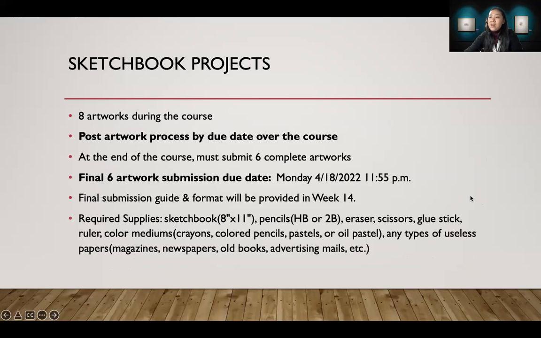And the last thing we are going to see of the course outline is the sketchbook project. The sketchbook project is designed for understanding how artists create their artworks. So this is not for checking your artistic skills, so don't feel pressure at all. You will just simply make artworks related to the chapter you learn. And when you post your artworks for the weekly participation, you will just show the work process.